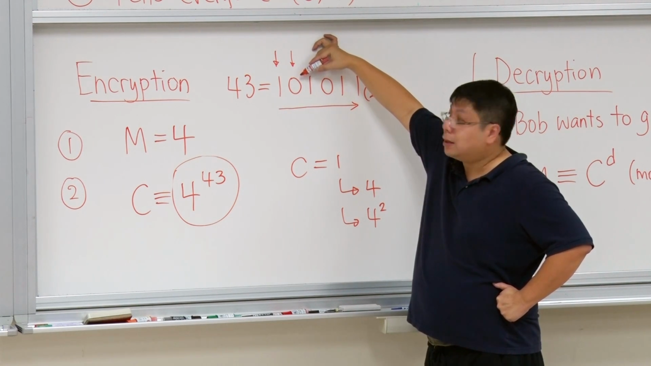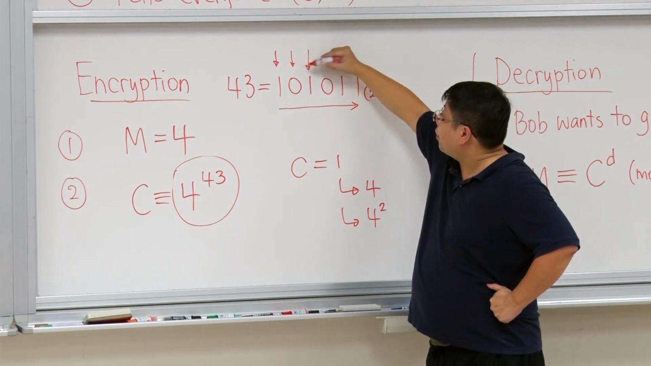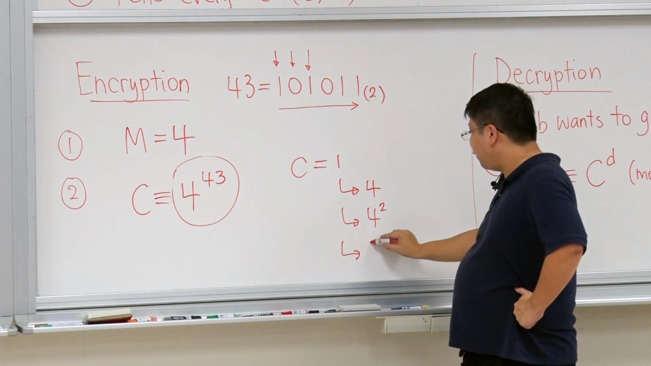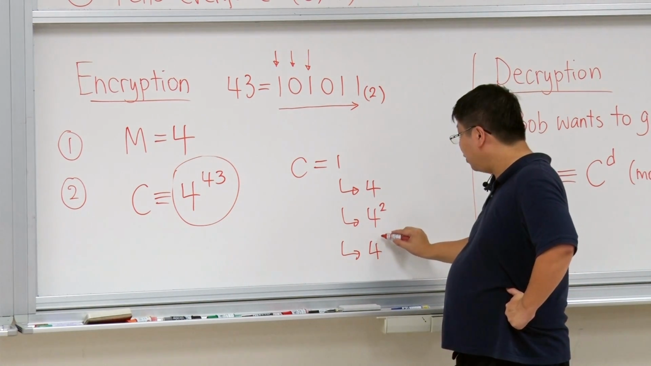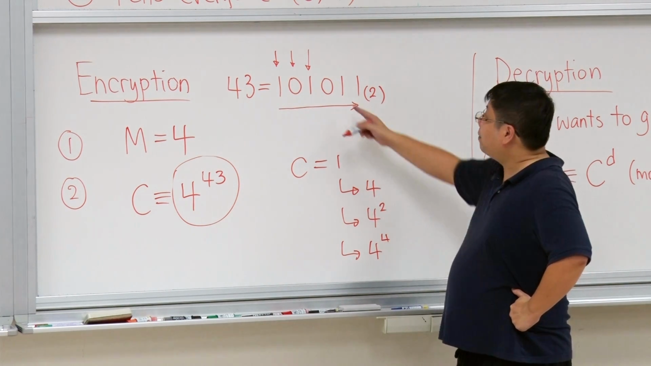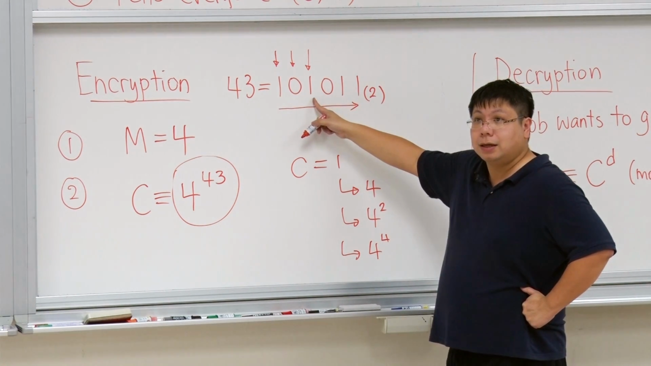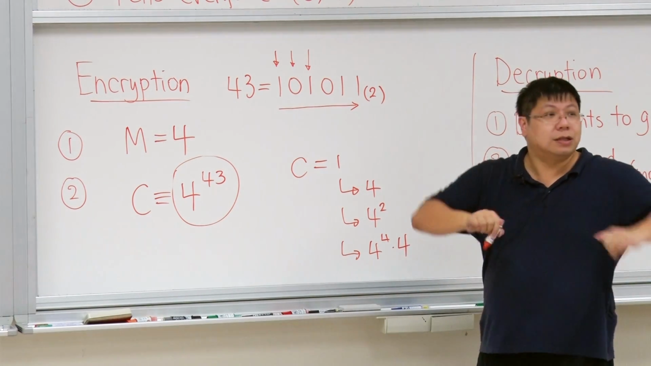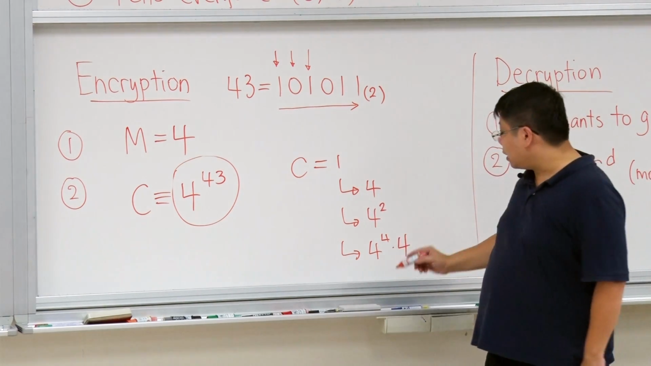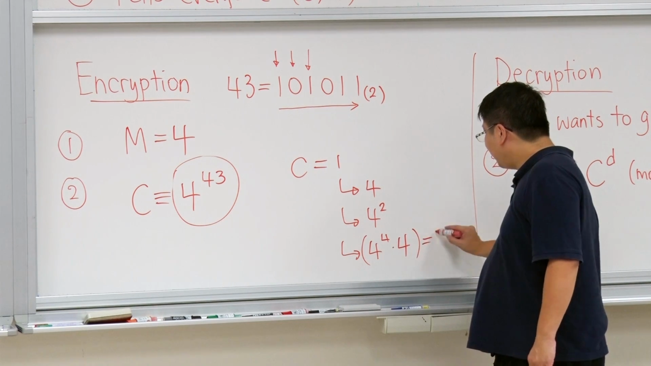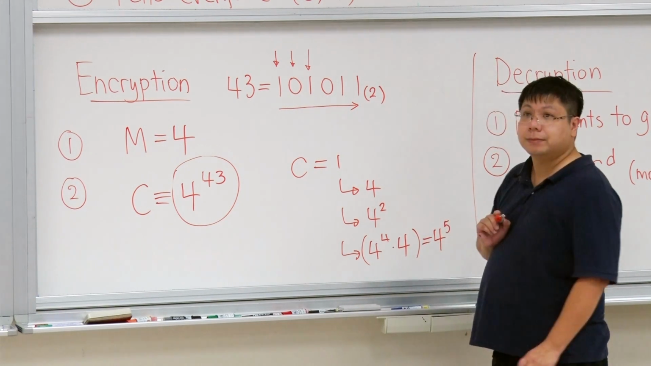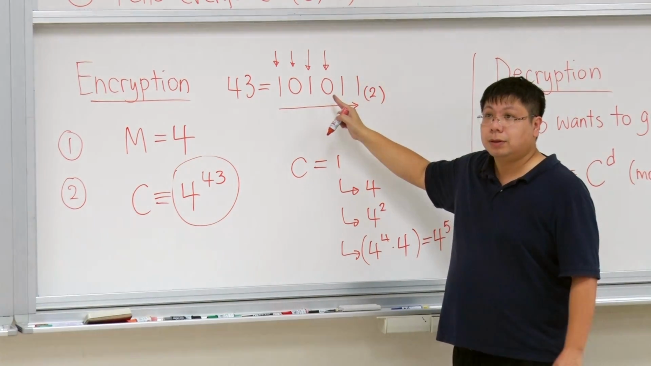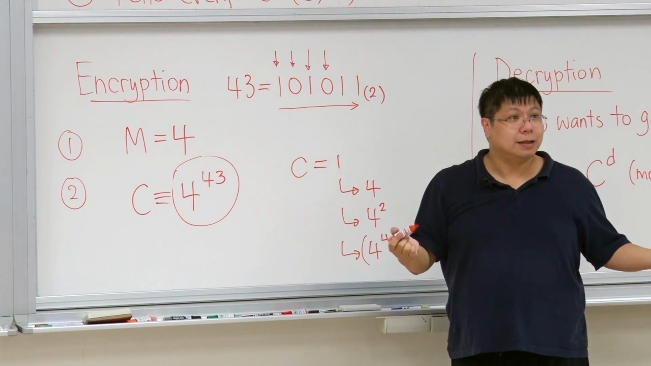Is that okay? After, when we process the third one, we are going to square this number, make it 4 to the power 4 squared, right? And because it is a 1 here, you multiply 4 here. Is that okay? So this is the number that we have. And then this number is exactly equal to 4 to the power 5. Is that okay? When you process this, this is a 0. So you just square it.